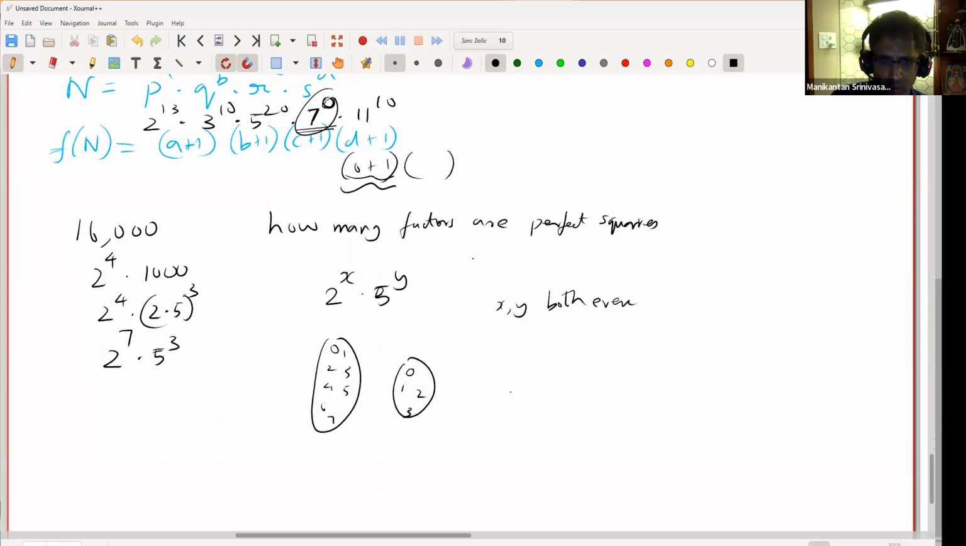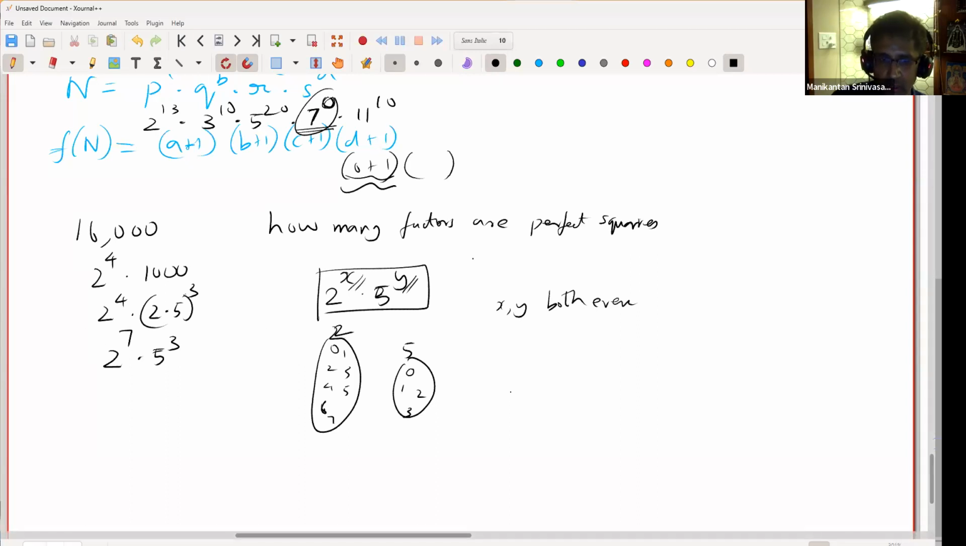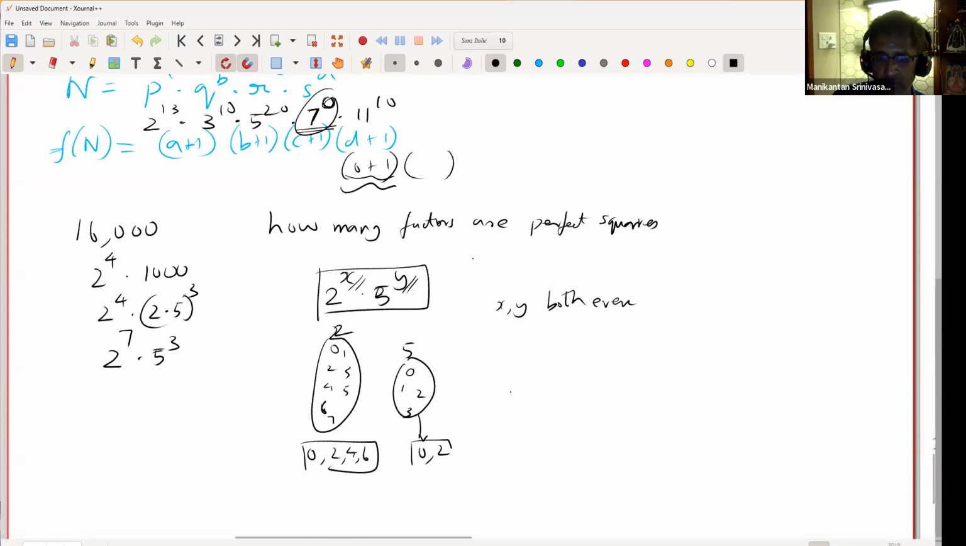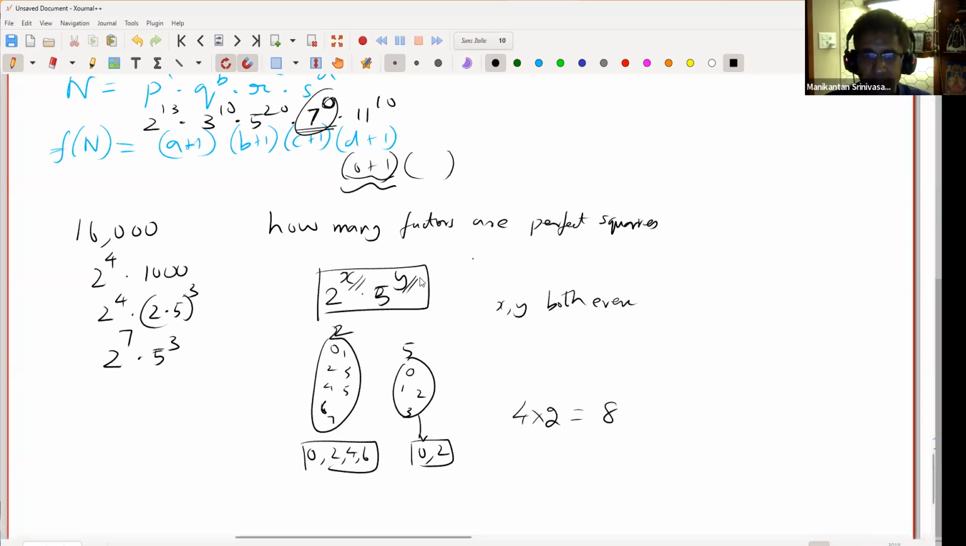Right. This is a basket of 2s. I can pick either 0 2s or 1 2, so 1 till 7 2s. This is a basket of 5s. Now for this to be a perfect square, as you were saying, x must be an even number, y must be an even number. So I can only pick 0 2s or 2 2s or 4 2s or 6 2s. I have only 4 choices. Similarly, with 5s, I have only 0 5s or 2 5s. Therefore, the total number of perfect squares is 8. Okay. Now, same question. Let's extend it a little bit. How many factors are either perfect squares or perfect cubes?